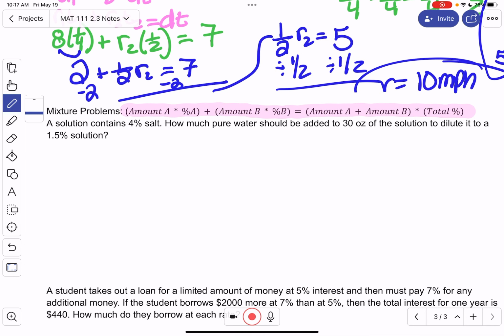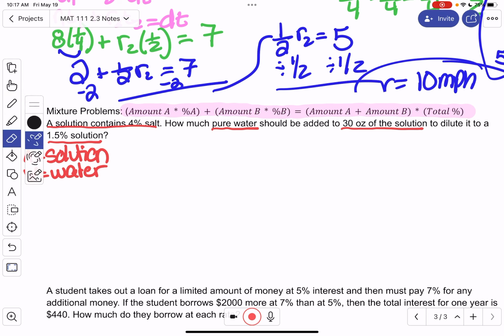So let's read and make sense. A solution contains 4% salt, how much pure water should be added to 30 ounces of the solution to dilute it to a 1.5% solution. So let's call A our solution, and we'll call B, or W even, our water. Let's call W our water. So A is solution, water is B, so you can put W or B.